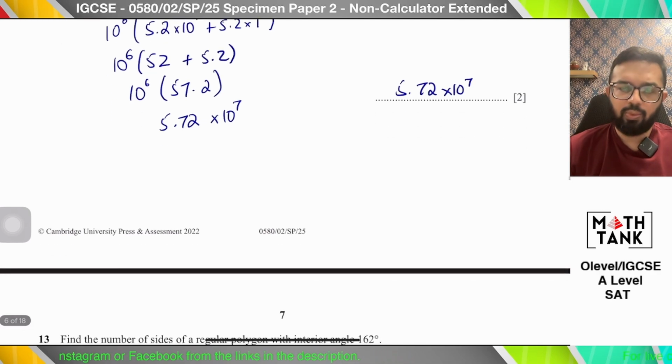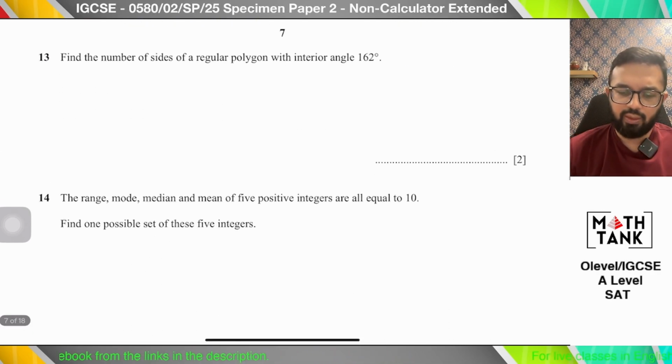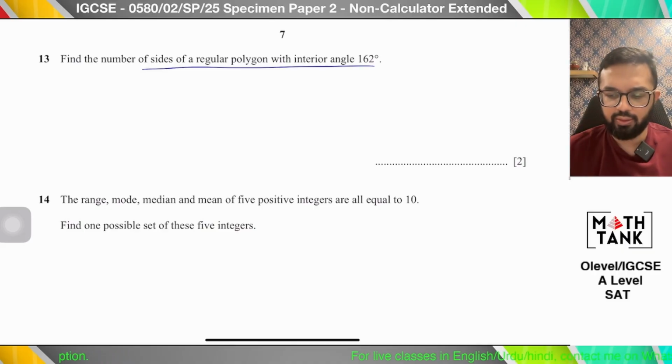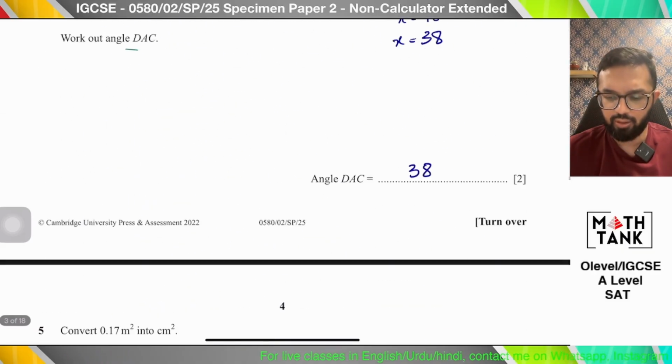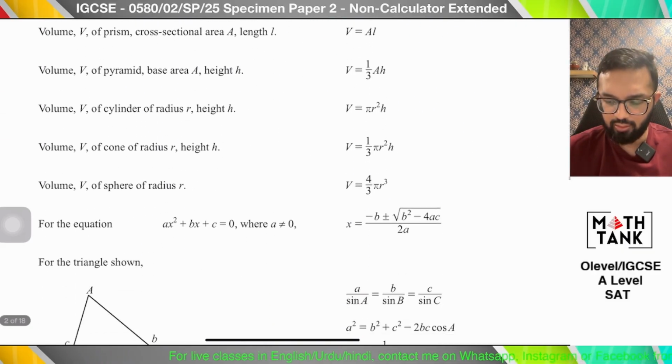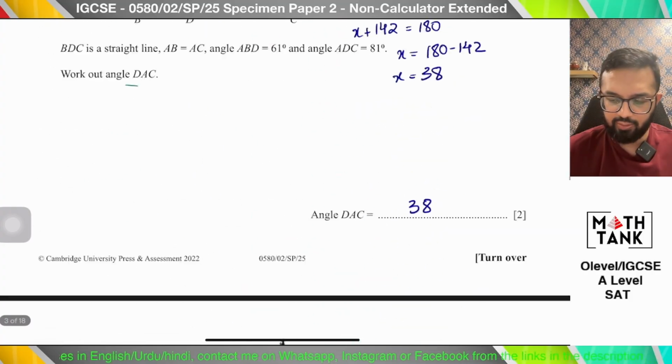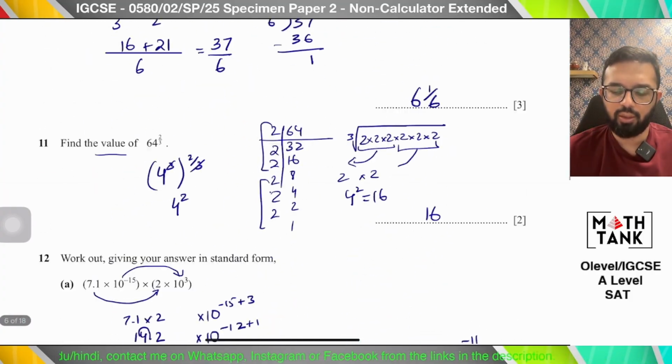Okay, those are 2 more questions. You will certainly get marks for working there. Calculate the number of sides of a polygon with interior angle 162. I don't think this formula is given up here. No, there isn't a formula for that. The formulas are majorly for mensuration and trigonometry.